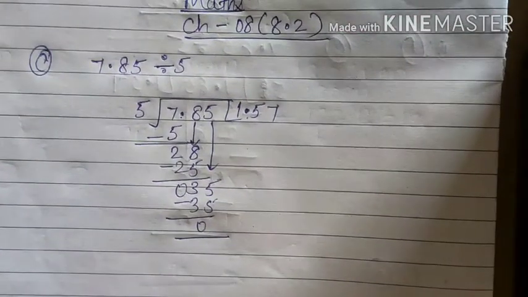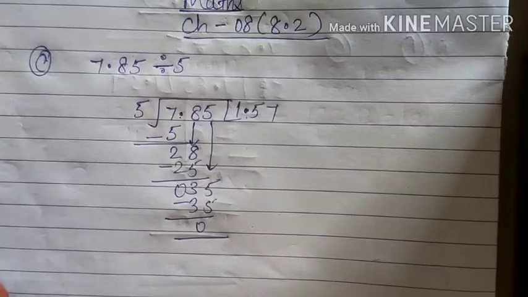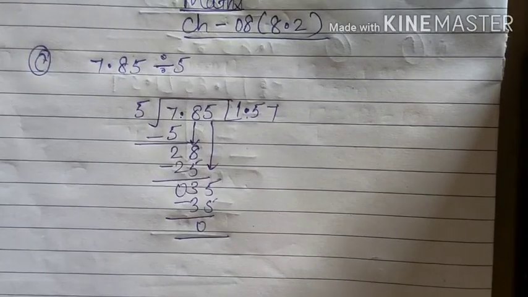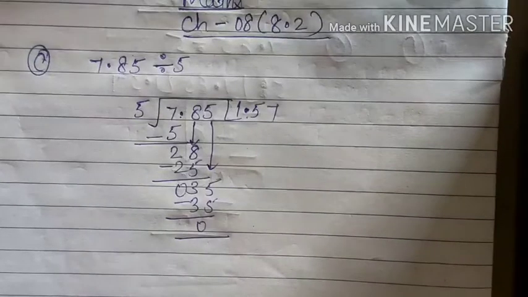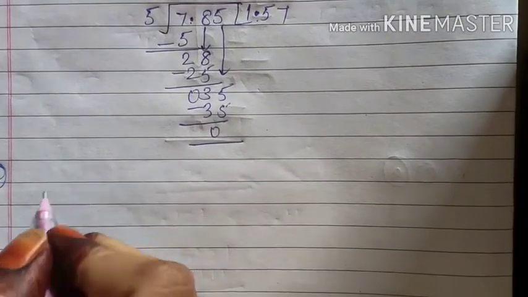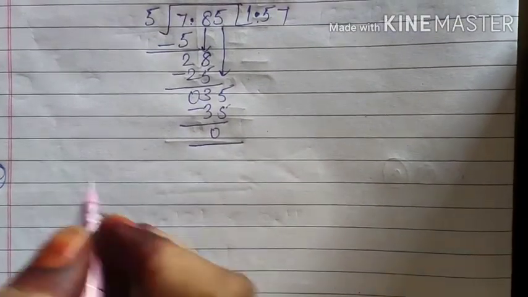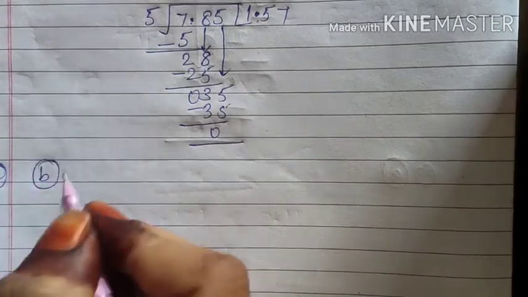Likewise, some small divisions are given in question number 1. You will solve all the parts. Question number 2. Here also we have to divide, but here all the divisors are 10, 100, 1000. So here we can use a shortcut as we have used in multiplication. That means it's easy. Any one part you can do, let's start with the B part.